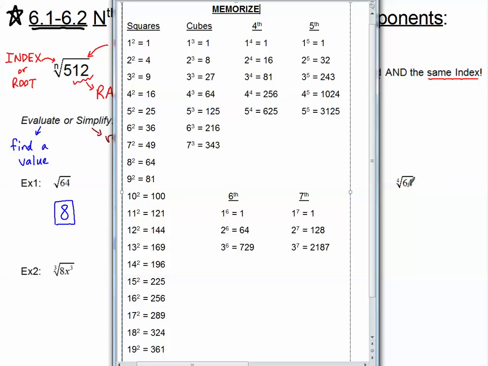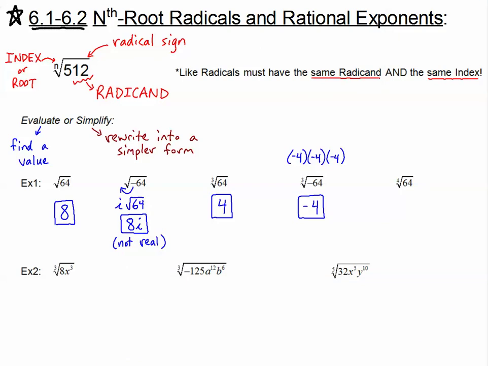So maybe we simplify, because I see the 16. 16 goes into 64, and 16 is 2 to the fourth power. Okay, so I can deal with that. So let's say the fourth root of 64, I'm going to break that apart into 2 different fourth root symbols. 64 is 16 times 4. The reason why I do this is the fourth root of 16 is a nice number. The fourth root of 16 is 2.